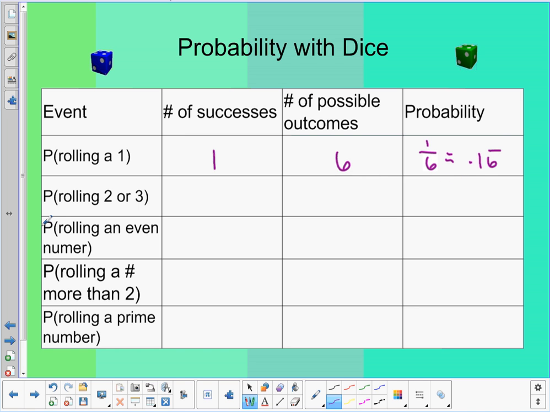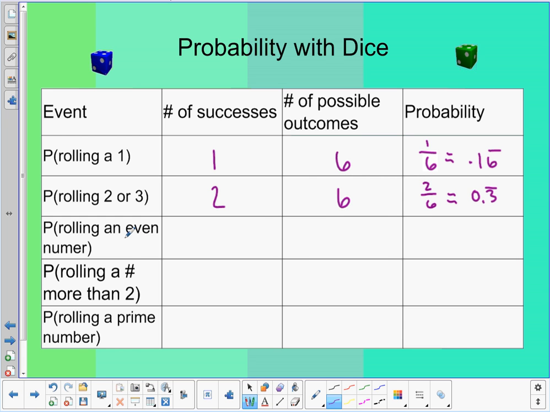Rolling a 2 or a 3, there's 1 2 and 1 3, so there's 2 successes here, still 6 total outcomes on a number cube. That's 2 out of 6, or approximately 0.3 repeating.